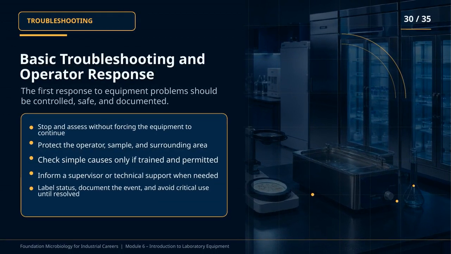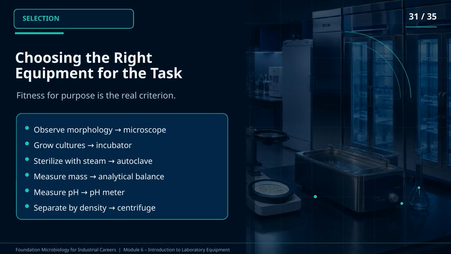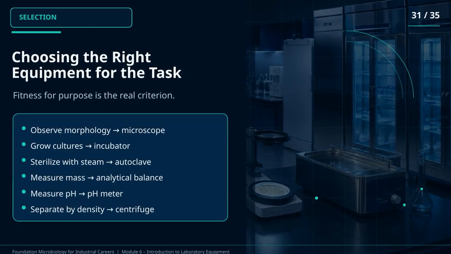When an equipment problem occurs, the first response should be safe, controlled, and documented. Stop critical use, protect people and samples, assess only what you are trained to assess, and inform the appropriate supervisor or technical support. Choosing the right equipment begins with fitness for purpose. Use a microscope to observe morphology, an incubator to grow cultures, an autoclave for steam sterilization, a balance for precise mass, and a centrifuge for density-based separation.